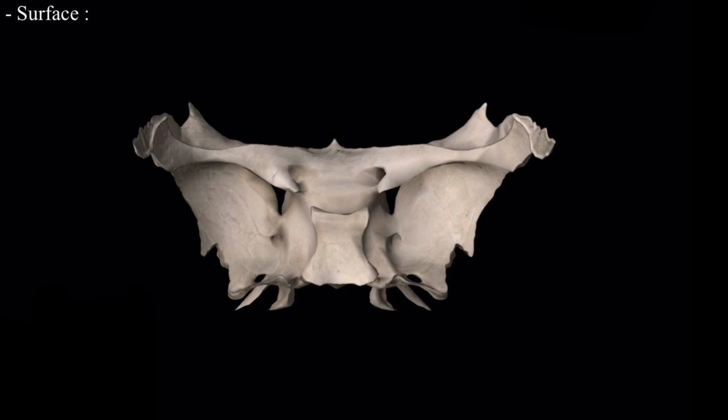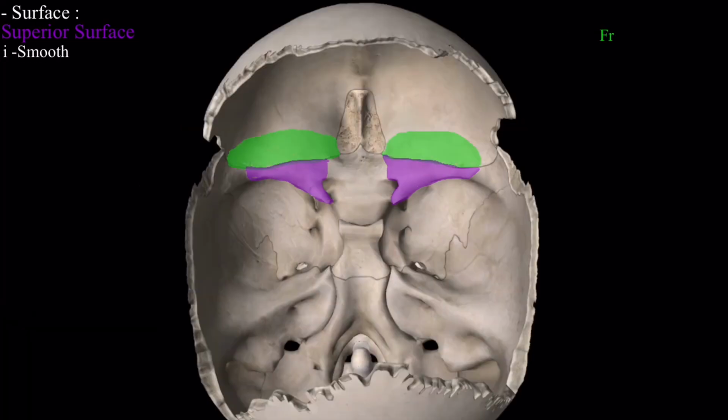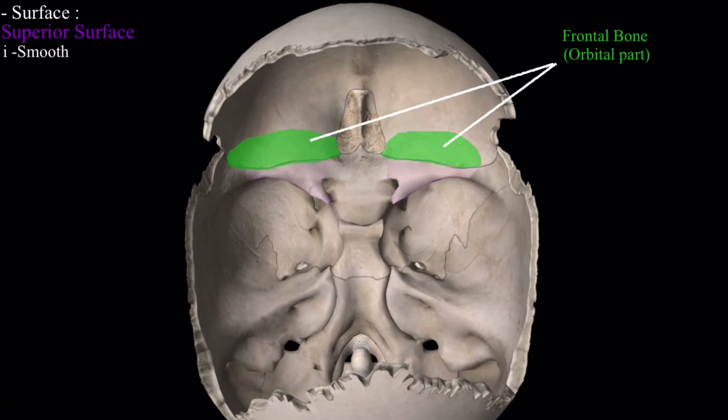First one is the superior surface. This is the superior surface of the lesser wing. The superior surface is smooth and continuous with the orbital plate of the frontal bone. And it is this superior surface of the lesser wing that has contribution in the anterior cranial fossa.